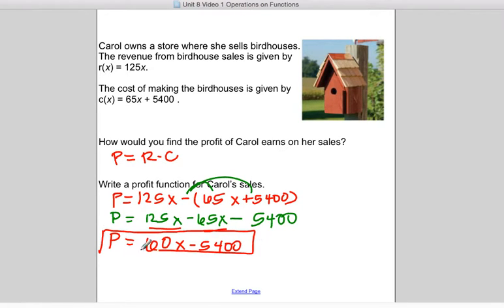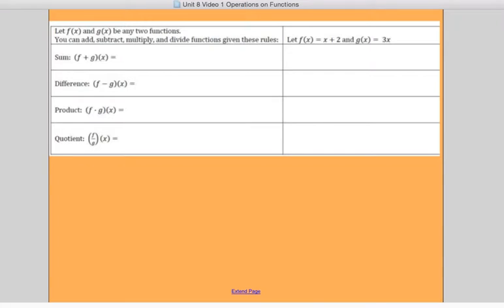There's my profit function. Also, we just subtracted two polynomial equations. So subtraction is one thing we're going to be doing today. So the first thing we're going to do is look at all the different things we're going to do. So we have f of x and g of x, and they are two functions, and they can be added, subtracted, multiplied, and divided together.